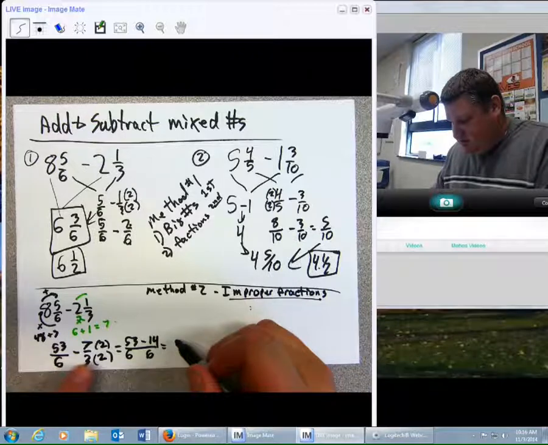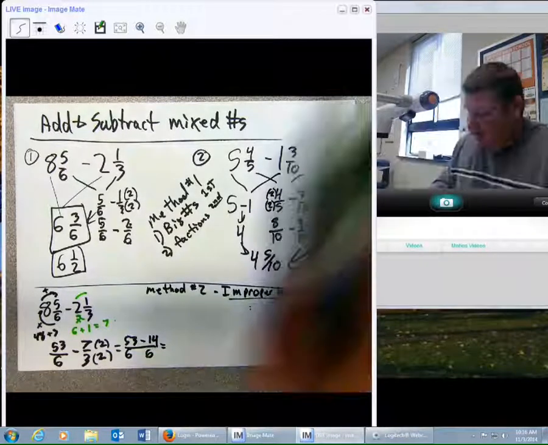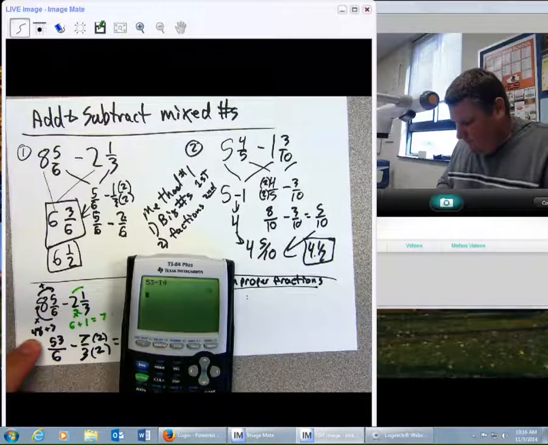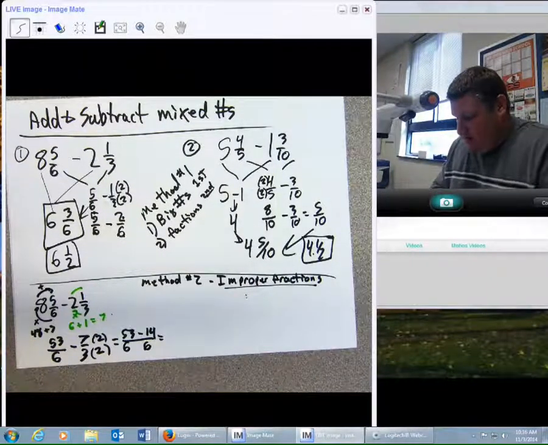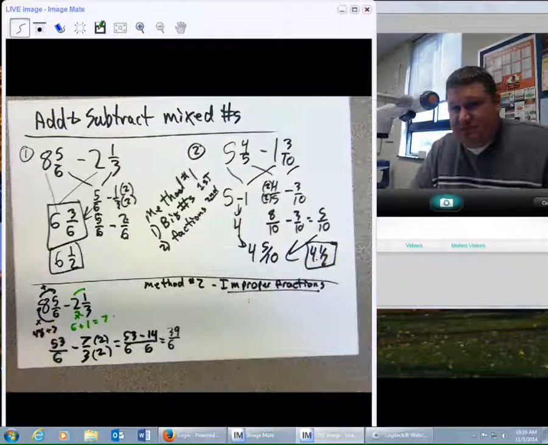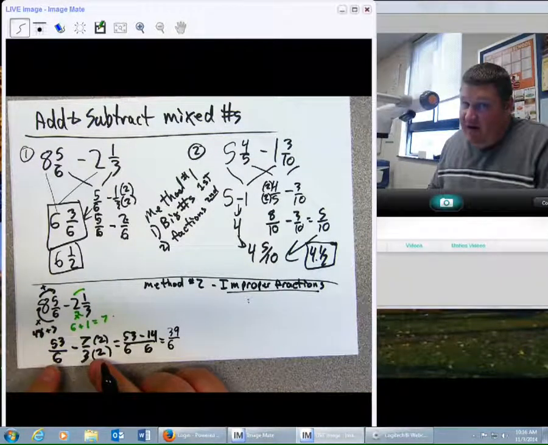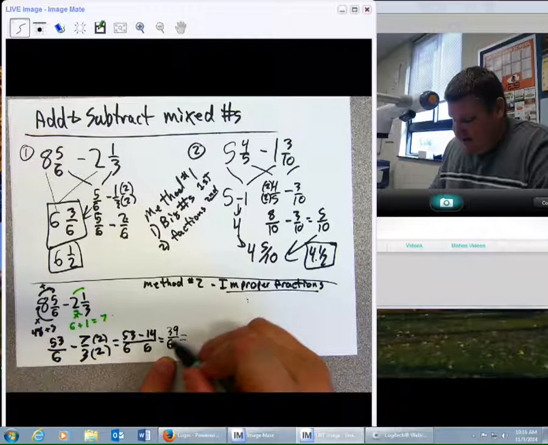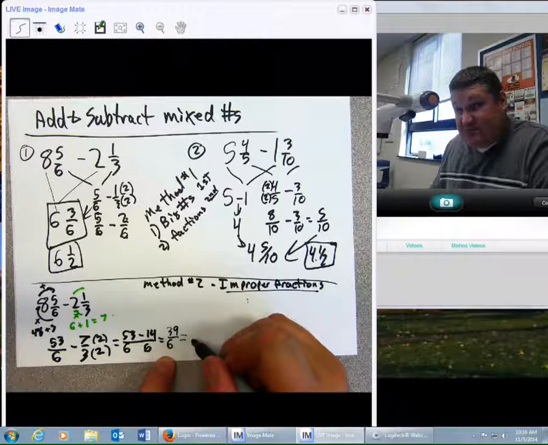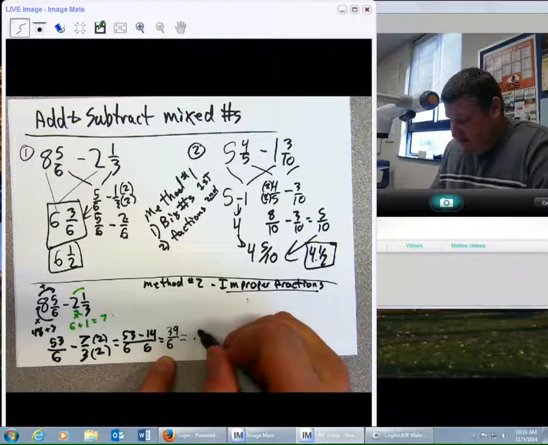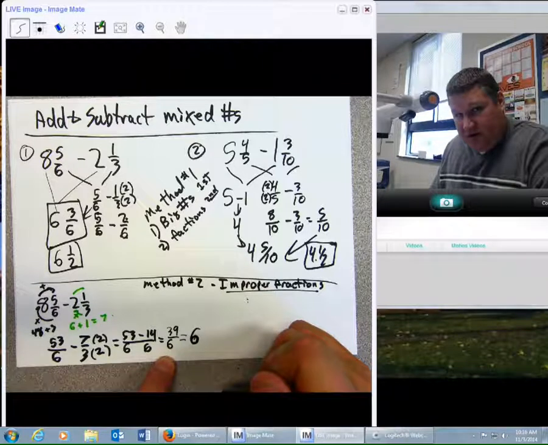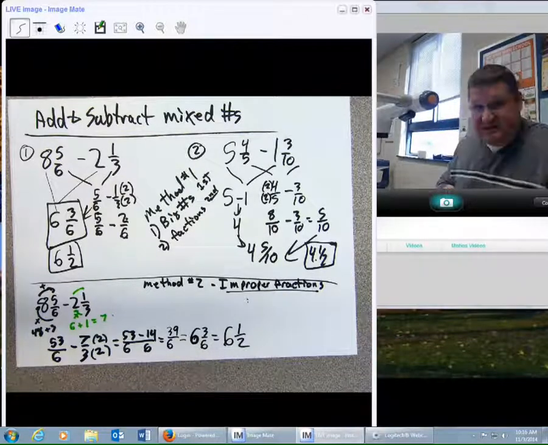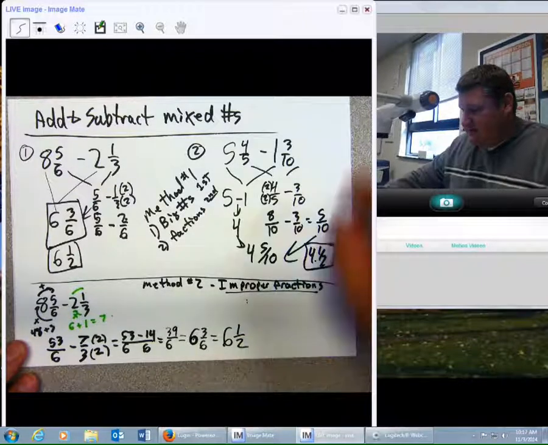So the answer is going to be 53 minus 14. Well, if I have to, I can go to my calculator because I got big numbers. 53 minus 14, 39. 39 over 6. Now here's the problem with this method. Although it works, and it means I don't have to do mixed numbers, I can just do fractions, I now have to reduce. So if I try to reduce this, how many 6's go into 39? Well, 6 times 1, 6 times 2, eventually 6 times 6 is 36. So 6 whole numbers go into 39 with 3/6 left over. So that's 6 and 1/2. So that's going to be the second method using improper fractions.